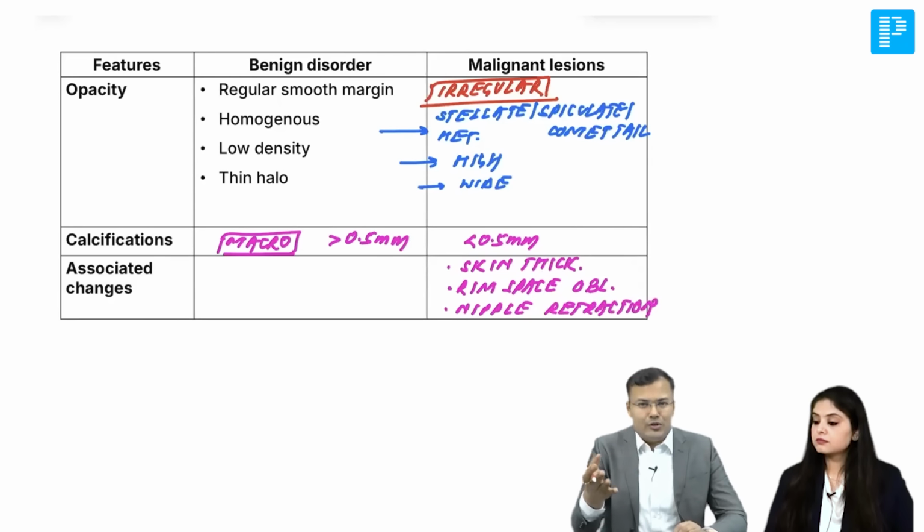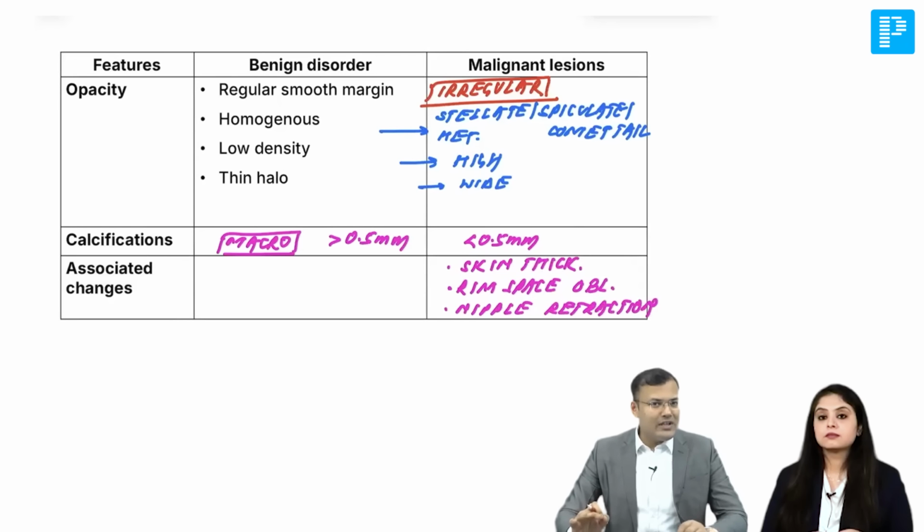These are the differences between benign and malignant lesions. I'm telling you the question also. High chances are there that if a mammography film will be given in the exam, they are going to ask you malignancy only, because popcorn calcification is very, very easy.